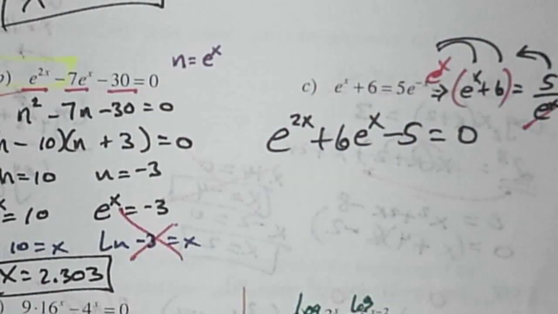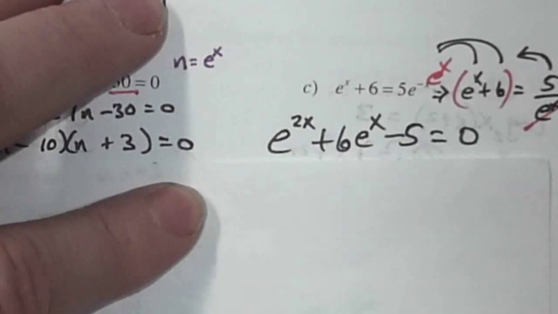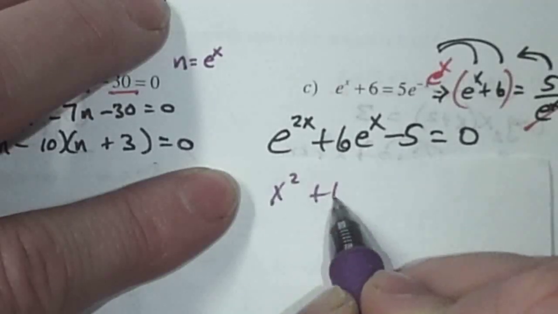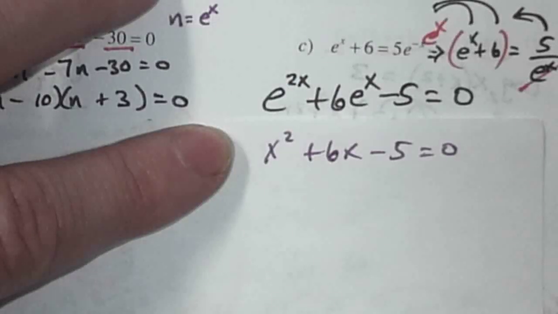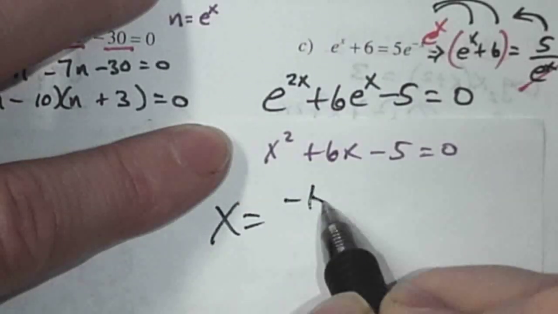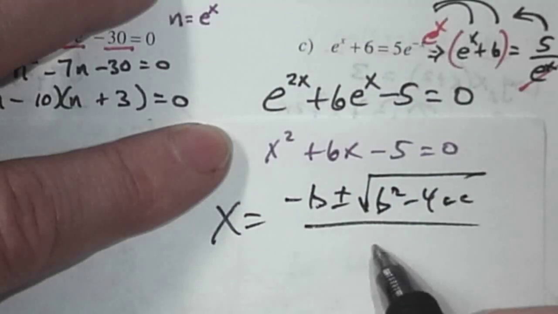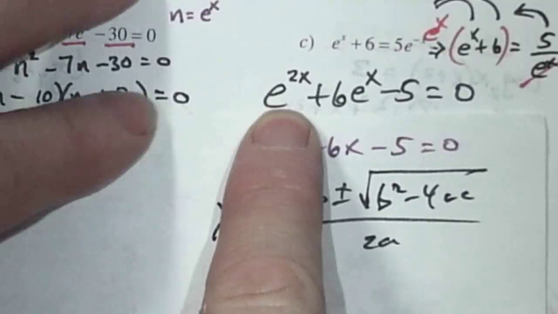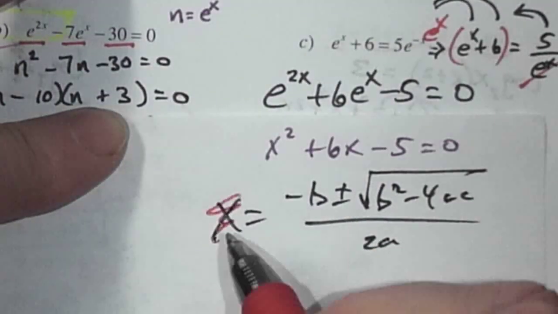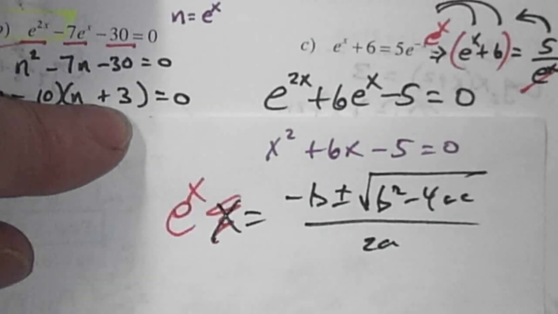Well, think of the e to the x as a variable again. Think of e to the x as a variable. Think of this as like x squared plus 6x minus 5 equals 0. It won't factor. What do we do? Yes, sir. Quadratic formula. Remember that right there. But instead of x's, what do I have? e to the x's. So instead of an x, I have an e to the x equals all that.